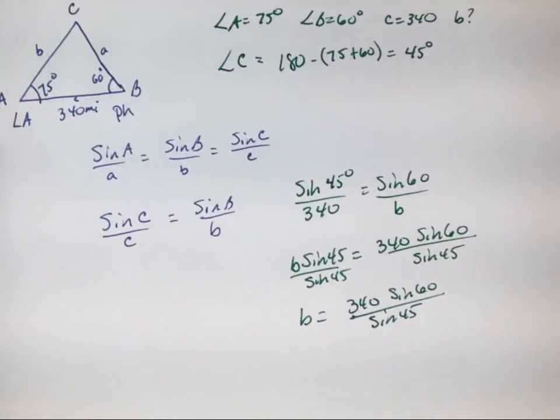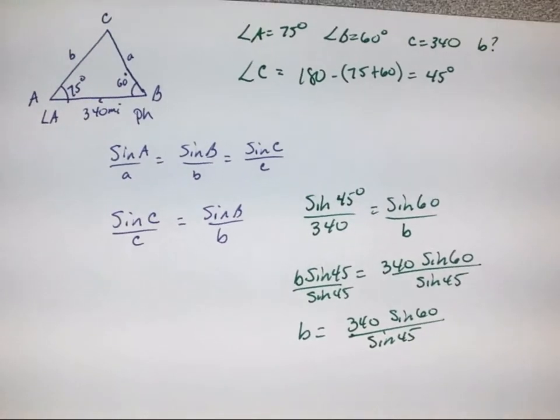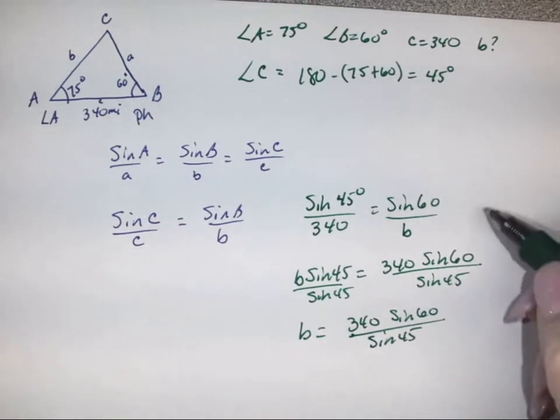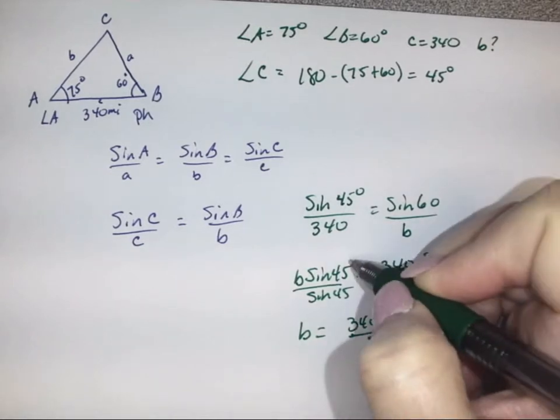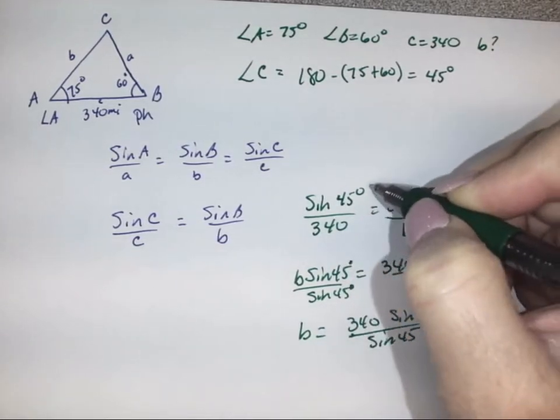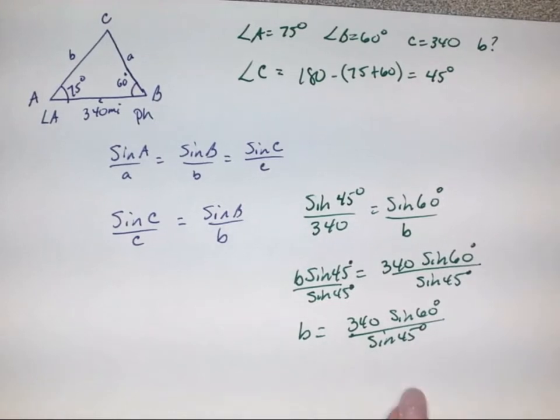Now, what mode do I need to be in when I put this in my calculator? Well, we're using degree angles. These are all degrees. Because we're using degree angles, I don't always write them on there, but we probably should, so let me go back and put those on. Since we're putting in degrees, we have to be in degree mode. If you put it in radian mode, you won't get the right answer.